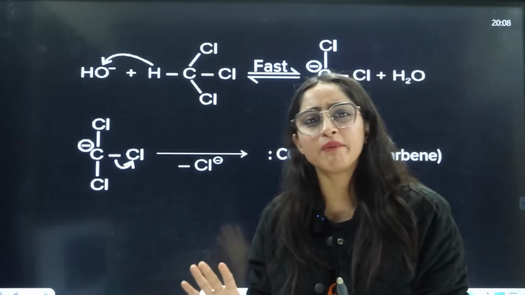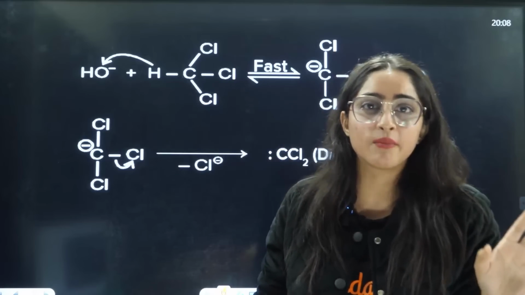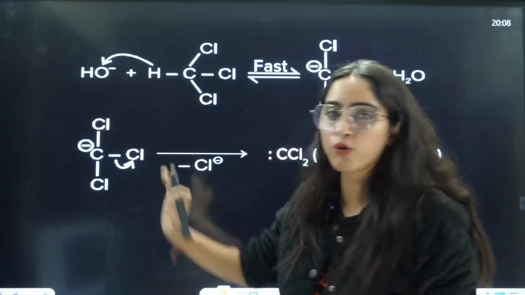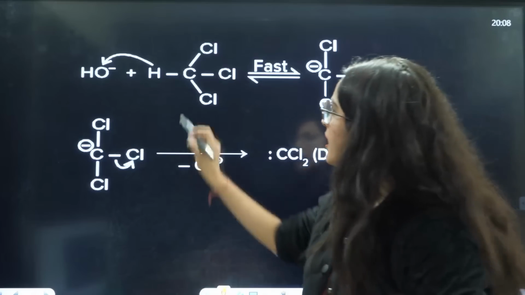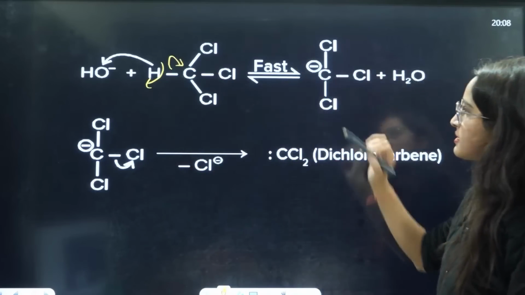Everywhere I am telling the same thing. Base will do everywhere. You will see in all the reactions the base is doing the same thing. Base first will take out the proton. It is a proton acceptor. This bond will shift here. You will have C negative CCl3.